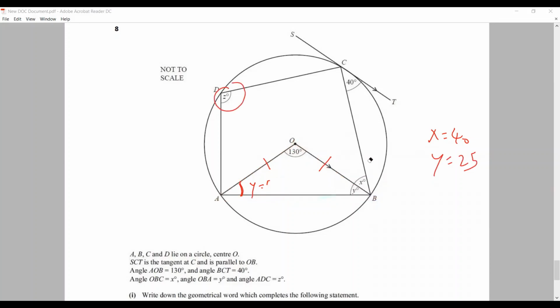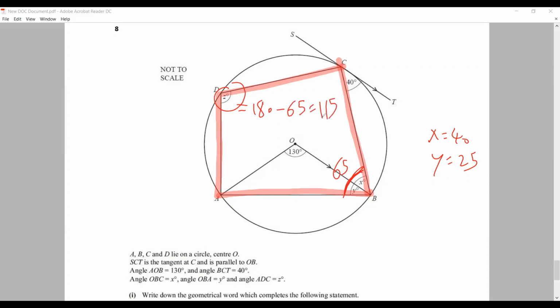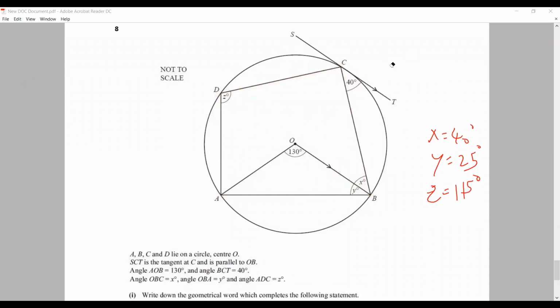And let's find Z right there. Then look at the cyclic quadrilateral. Opposite angles are supplementary. This angle is X plus Y, right? That gives us 65. And Z is basically 180 minus 65, which is 115 degrees.